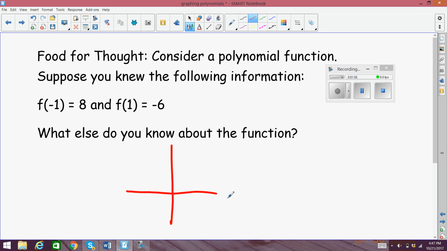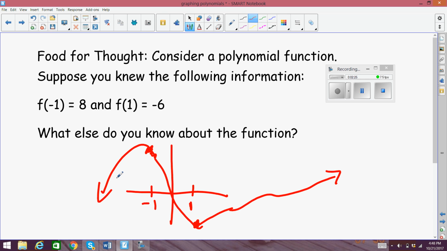I'm going to sketch it myself. F of negative 1 equals positive 8. F of positive 1 equals negative 6. Okay? Well, we know that between negative 1 and positive 1, there's going to be a 0, because my function is continuous. So my function could do anything else out that way. It could do anything else that way. But we know that between negative 1 and 1, somewhere there's a 0.